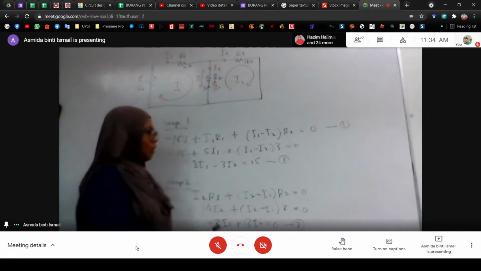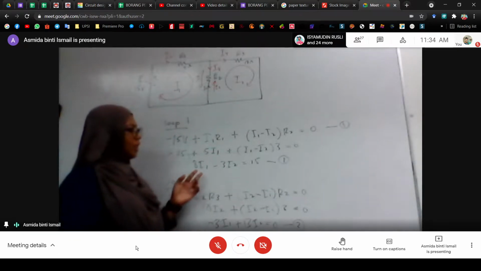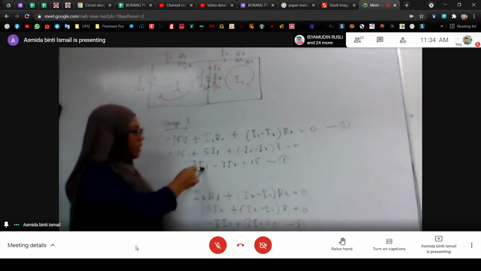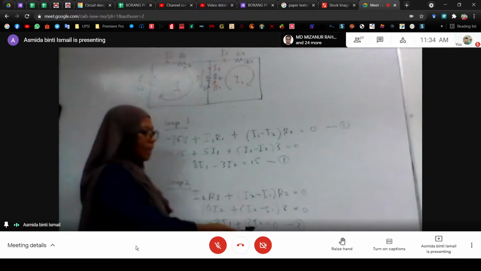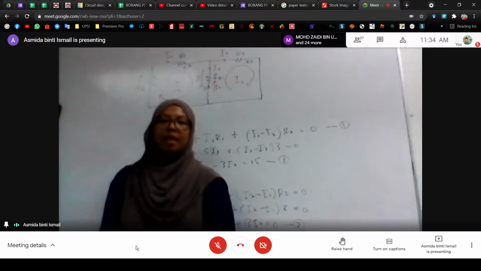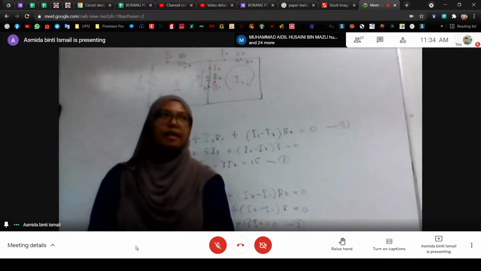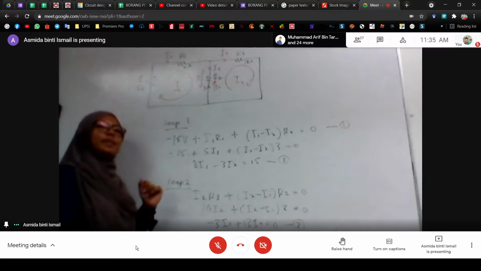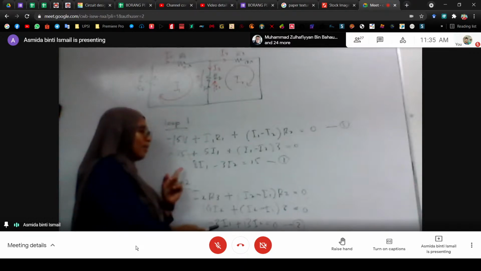Once you get this equation and this equation, you don't know the value of I1 and I2, but you have two equations. So you can use either the Gaussian elimination or matrix method to solve this, by using max, solve this to get I1 and I2.